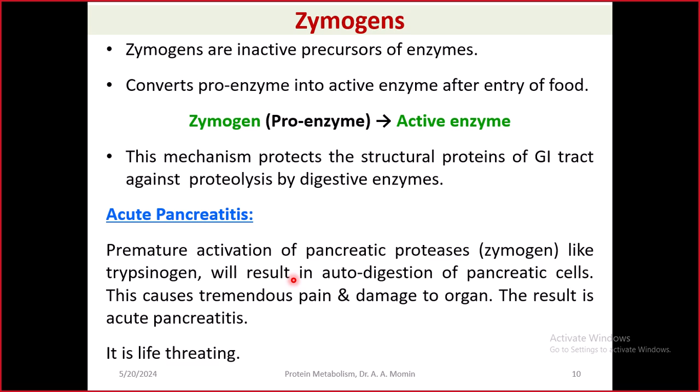As I said, if the enzymes secreted by the pancreas are activated without entering the small intestine, that is, if they are secreted in active form itself in the pancreas, the pancreatic cells will undergo damage or digestion. That will lead to damage to the whole pancreas, causing the condition called acute pancreatitis, and it is life-threatening.